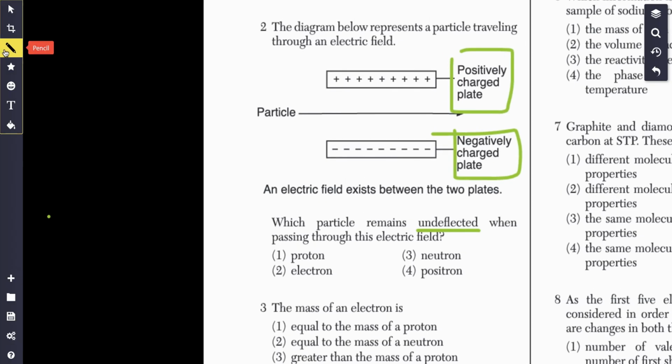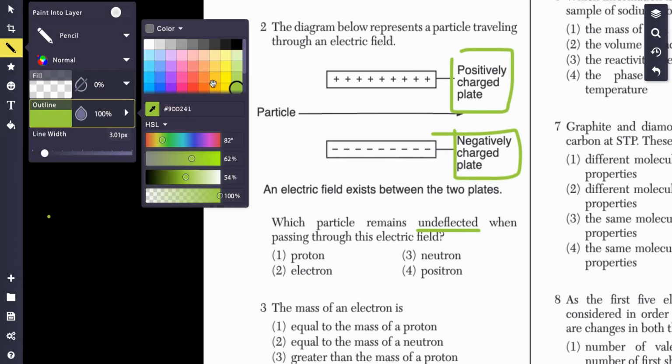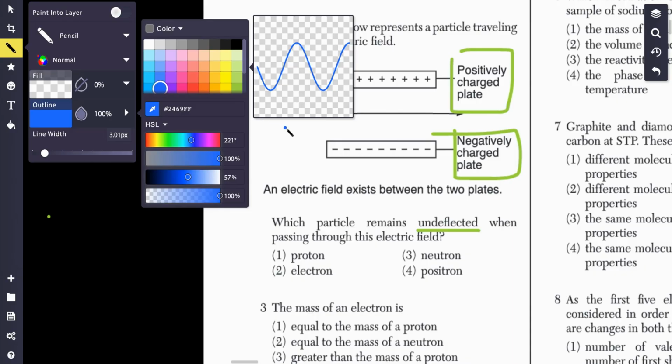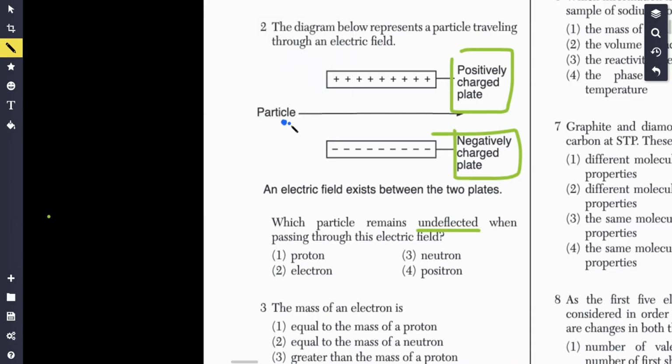So, think about this. If you have some sort of particle, let's say the particle is positively charged. Well, we have to know that opposites attract. So the positively charged thing is going to get attracted to the negatively charged thing, so it's going to get deflected. If you have a negatively charged thing, it's going to get attracted to the positively charged thing.